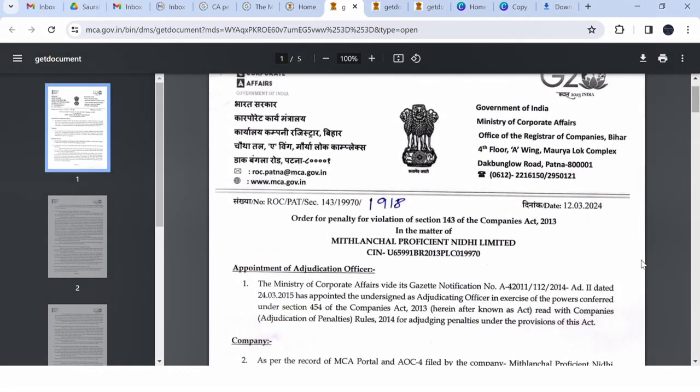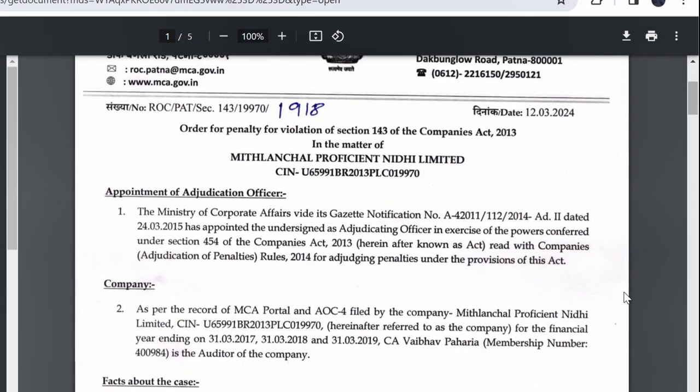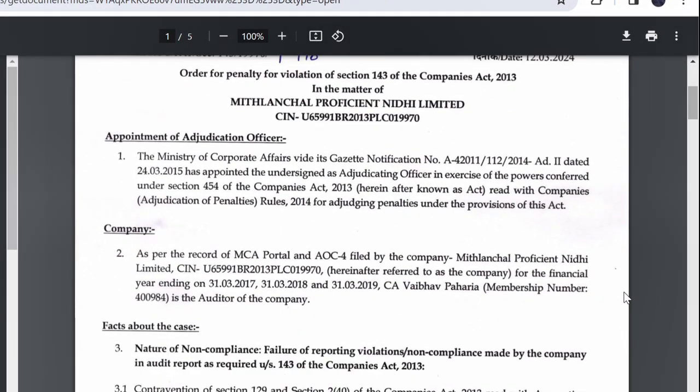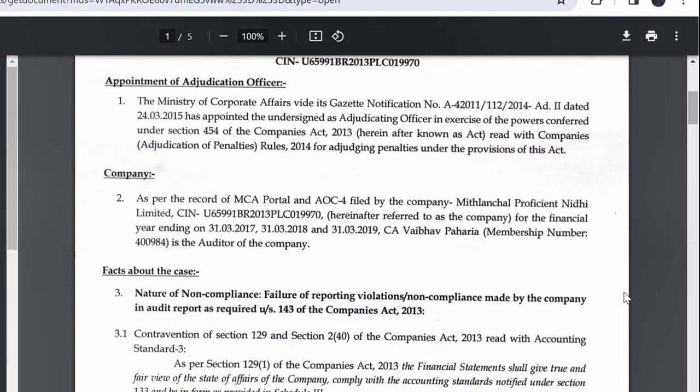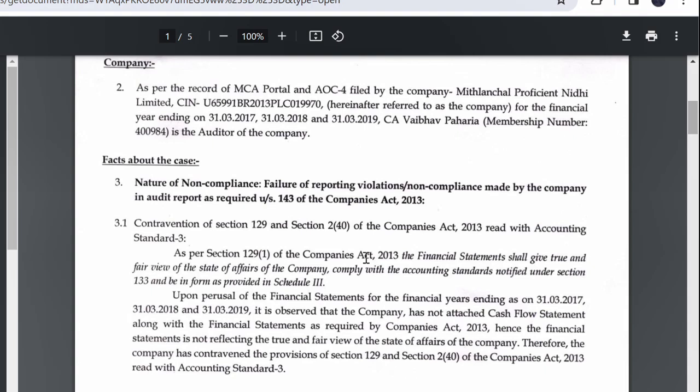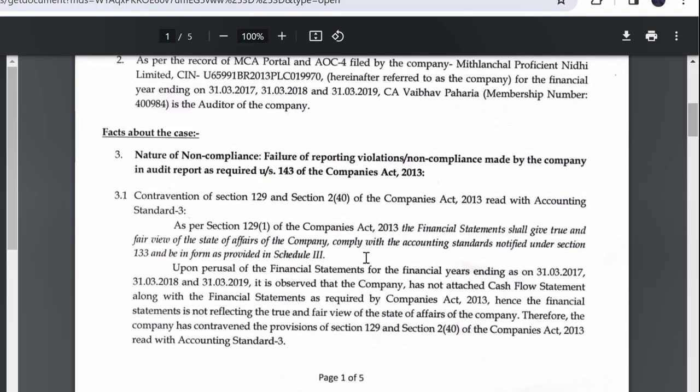So this is the order of ROC, where Patna ROC, during their inquiry, has given an order for certain non-compliances related to financial reporting. Now this has cast a responsibility on the auditor, as they have not commented on such non-disclosures. We will see those one by one.